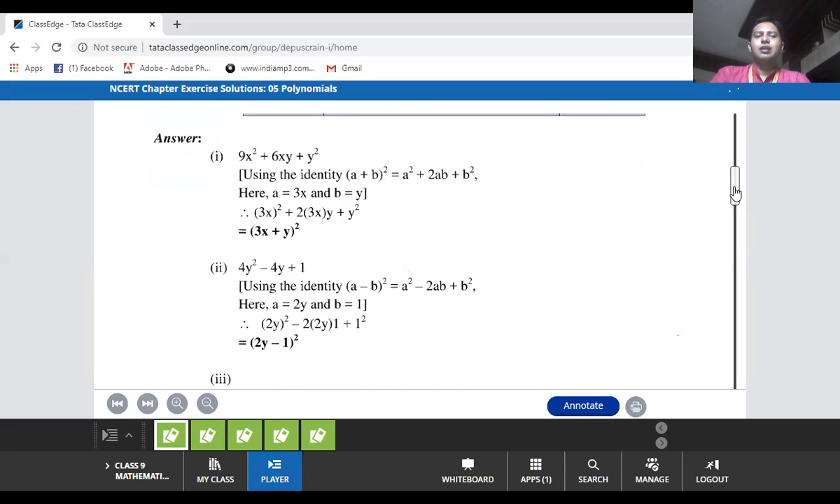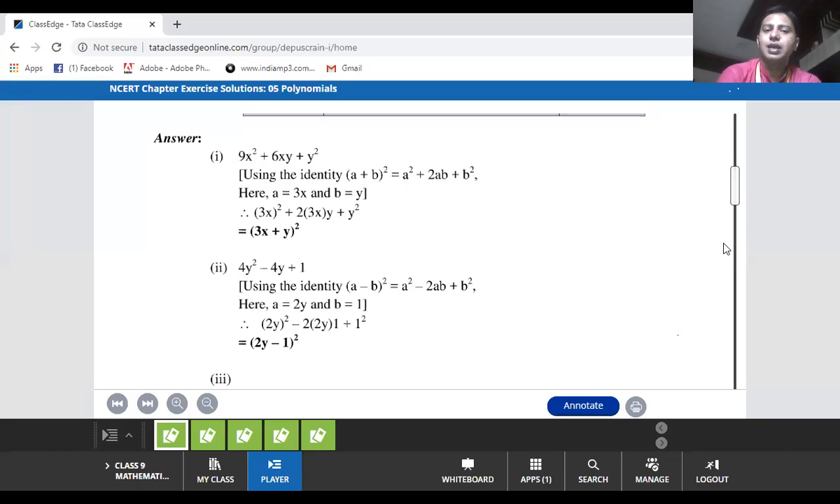So we can apply the identity of a square minus 2ab plus b square. Instead of a, we have 2y. Instead of b, we have 1. And instead of 2ab, we have 2 into 2y into 1, that is minus 4y. So comparing with a square minus 2ab plus b square, it is a minus b whole square. That is 2y minus 1 whole square.